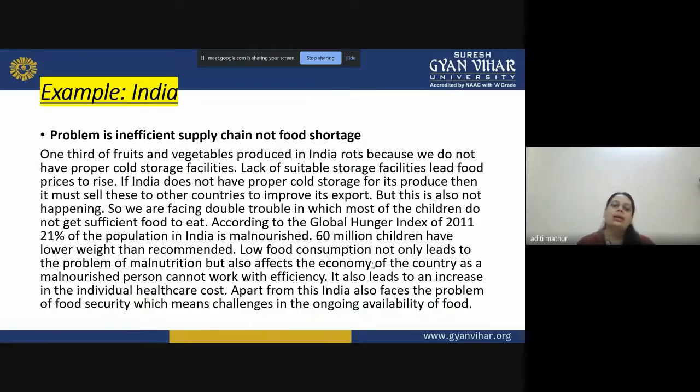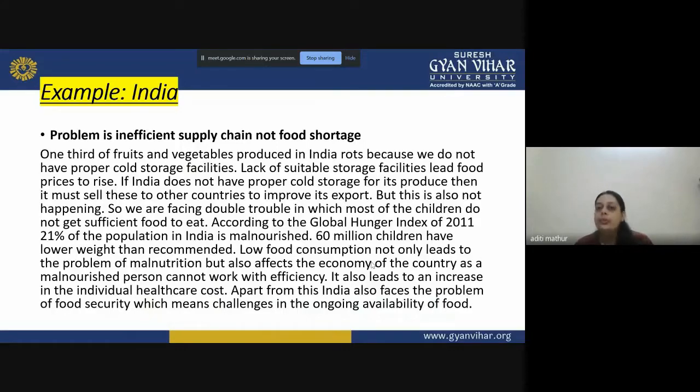So let us understand this problem. One third of the fruits and vegetables produced in India rots because we don't have proper cold storage facilities. So you can imagine the wastage which is there just because of the non-availability of cold storage facilities in many places of our nation. Lack of suitable storage facilities leads food prices to rise. Because there is no proper availability of storage, the prices of our fruits and vegetables go up, right? If India does not have proper cold storage for its produce, then it must sell them to other countries to improve its export.